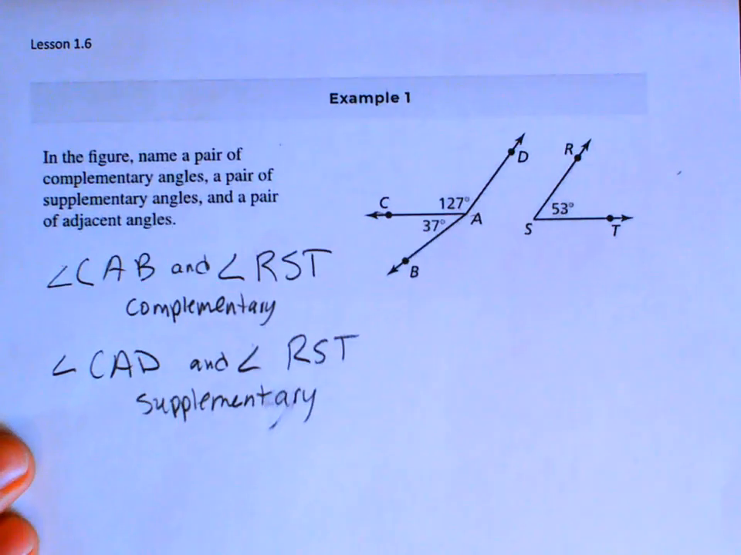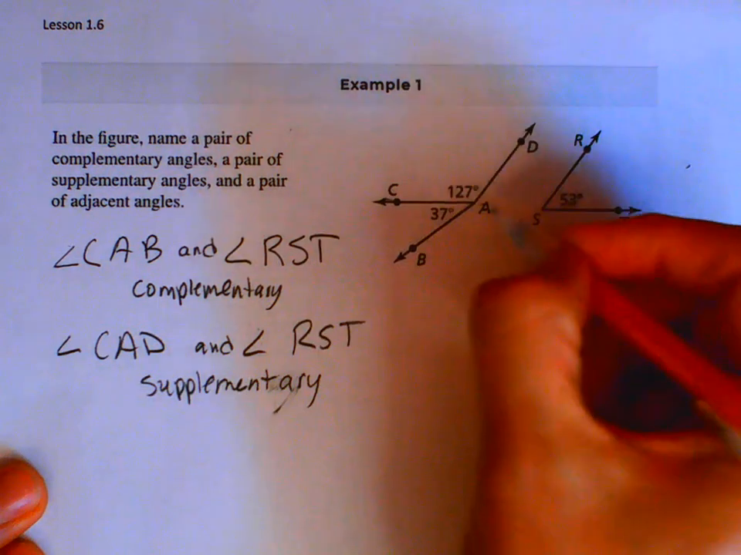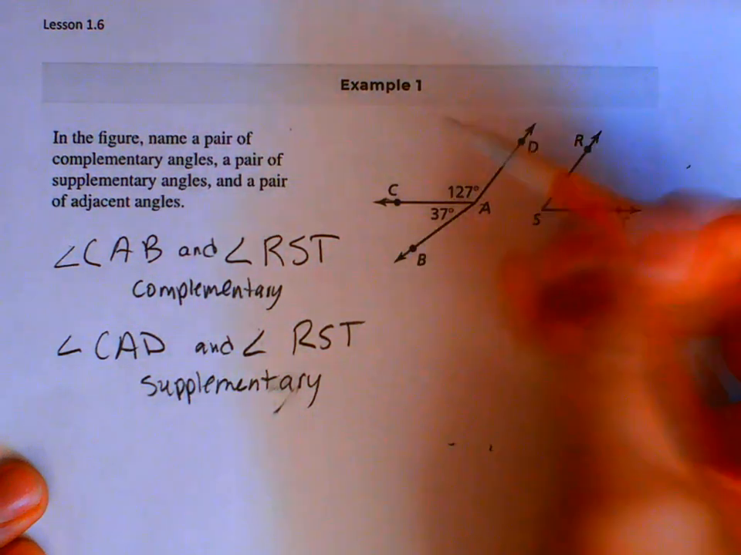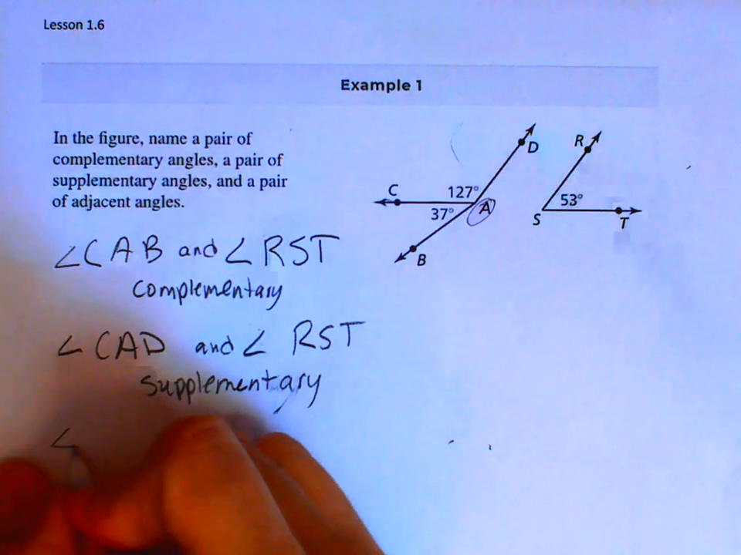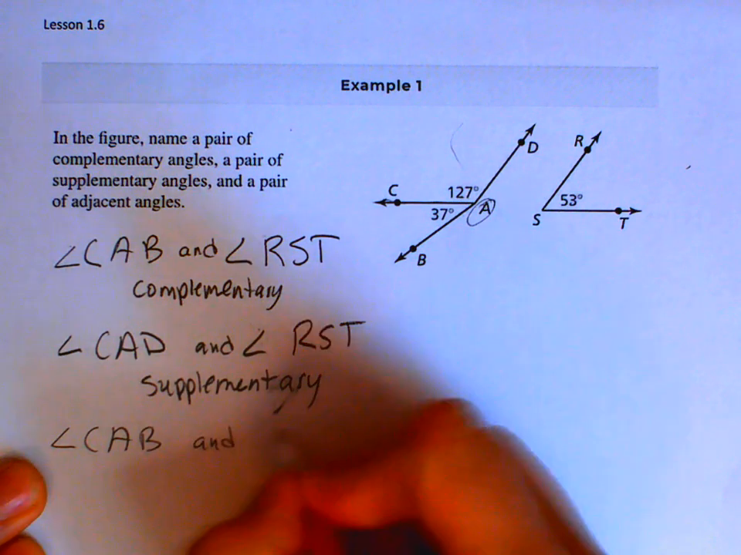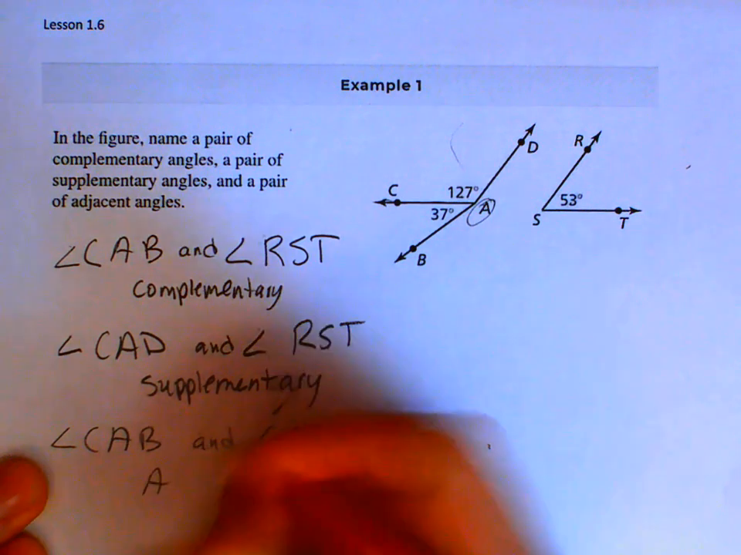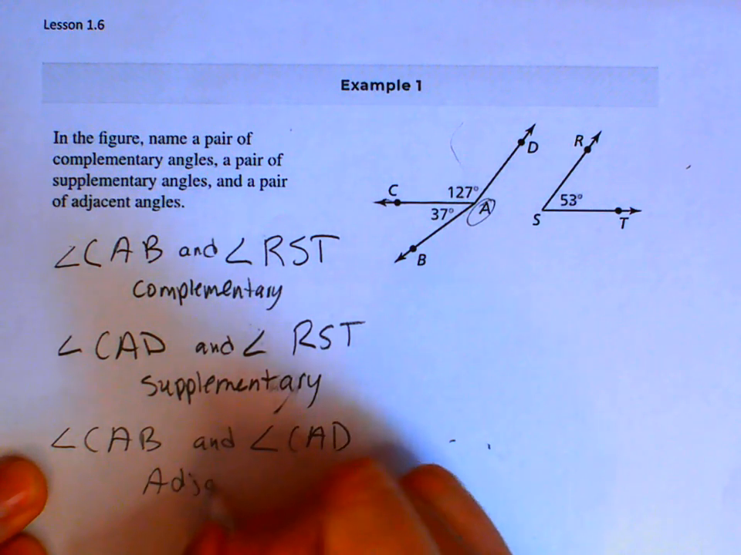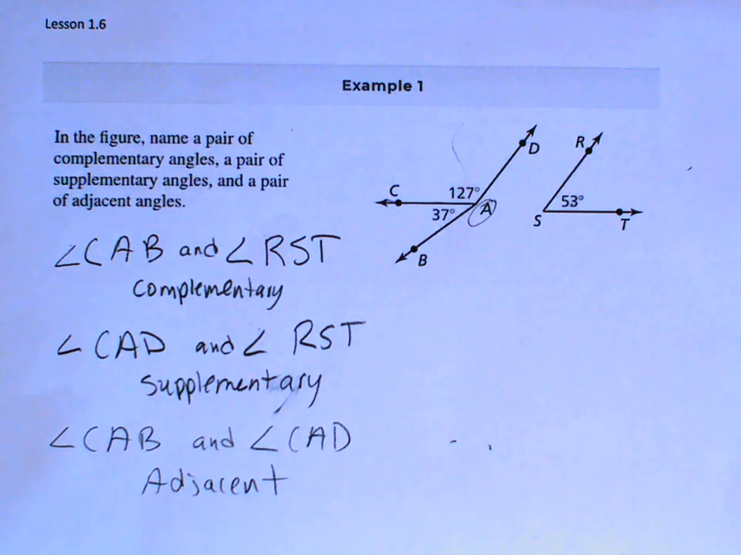And adjacent angles. Now, adjacent angles have to have a common vertex, and they have to have a common side. Voila, right here. So those two angles, CAB and angle CAD, happen to be adjacent. All right, so that's example 1. Let's look at example 2. Example 2 is easy.